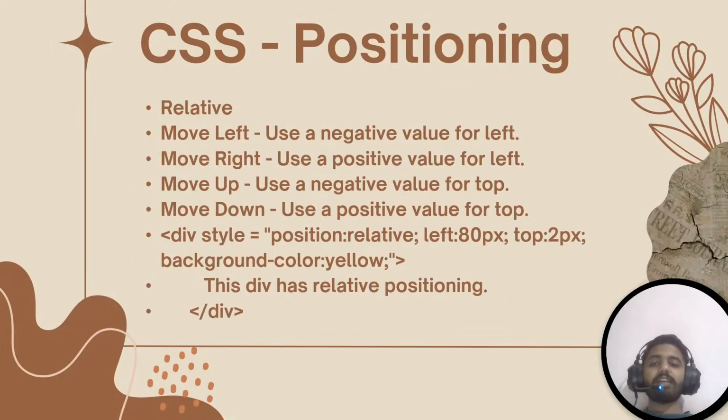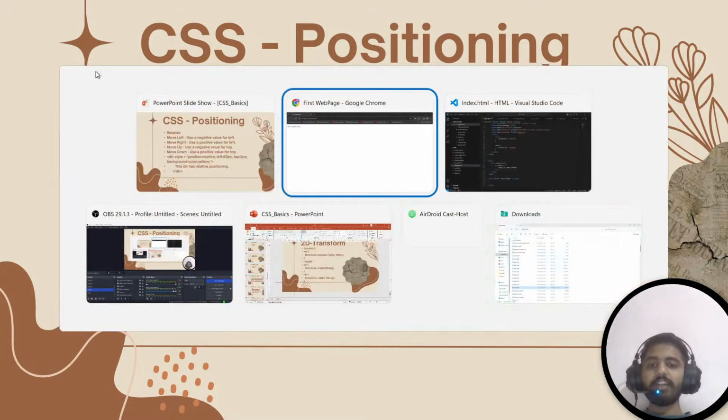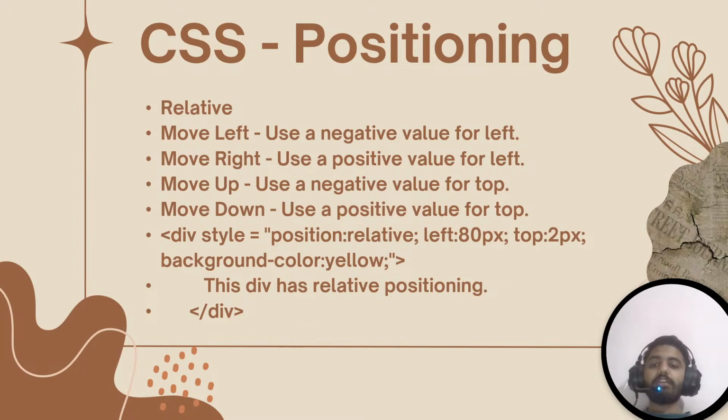Then there comes your CSS positioning. What does positioning mean? It means where do you want to put the content of your web page. So let's say you have put some images, or tables, or cards, something. Positioning means where do you want to put it onto your web page. So there are three types of positioning. First one is your relative positioning. What does relative mean? It's relative to your other tags, correct? So how you can use this? You can give style and you can say position is relative, and then you can say left and top.